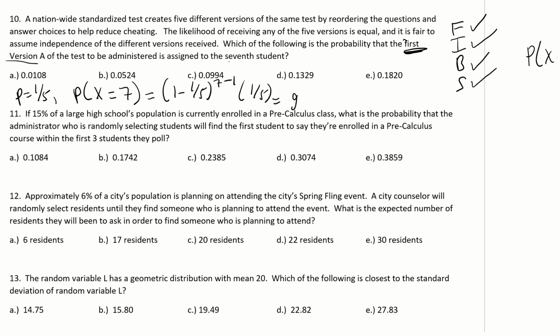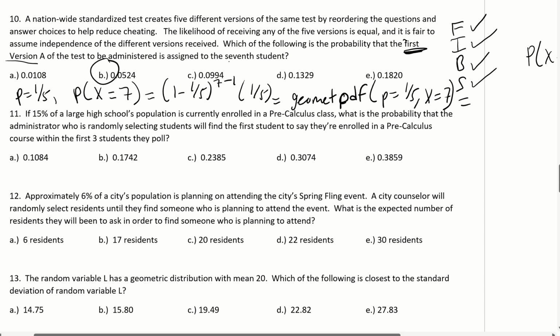We can also use geometpdf, not cdf. Pdf is for a specific value, with p equals 1/5, x equals 7. Okay, and then you'll get your answer there. And then the answer is B.